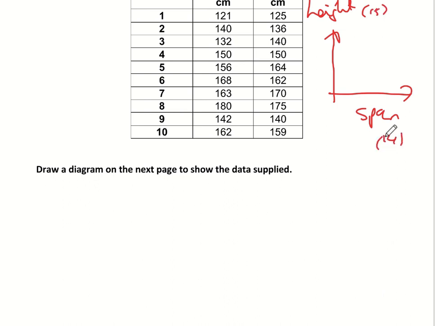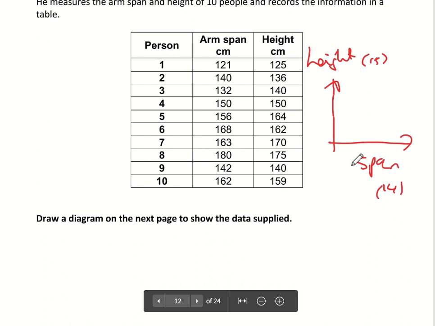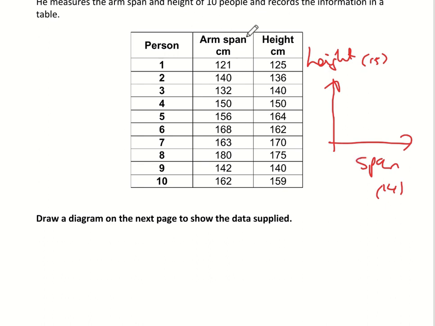Okay, so we need to think about how we want to maximize the space on the graph paper. Let's look at the lowest and the highest value for arm span. The lowest is 121, the highest is 180, and 180 take away 121 is 59. So I need 59. What is 59 divided by 14? It's 4.2. So it probably makes sense to go up in fives.